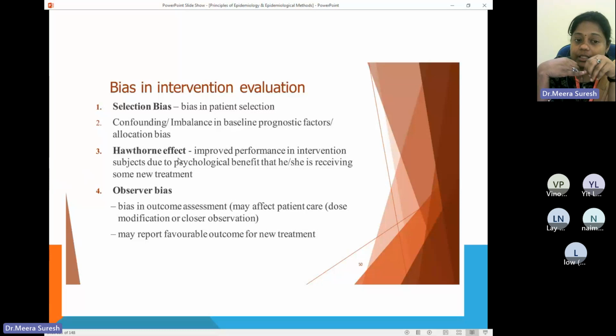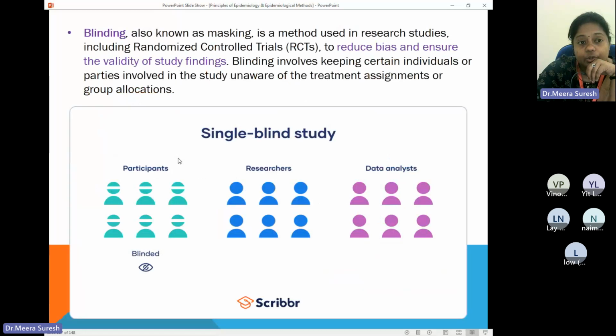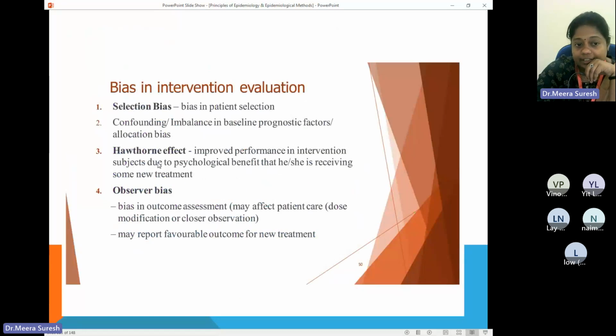And then selection bias and confounding. Though we said that they will be reduced when compared to other studies, it is not that they are completely eliminated in RCT. Other things are also possible. Then, to reduce these biases: the selection bias, confounding, the Hawthorne effect, and the observer bias.